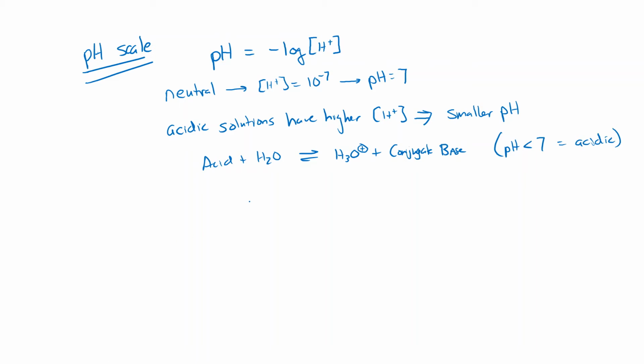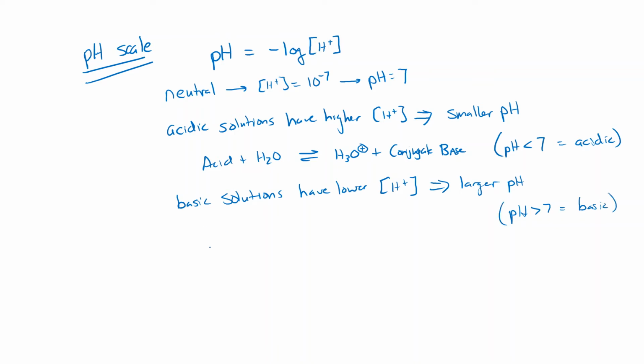And of course, we can go the other way, right? Basic solutions have lower concentrations of H plus. Now this one's a little bit harder to make sense of. Of course, this means they're going to have a larger pH, right? So a pH greater than 7 equals basic. Now, in a basic solution, remember that base plus H2O, we're creating hydroxide, OH minus, plus conjugate acid.